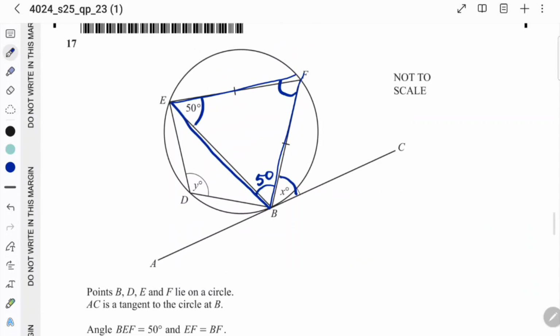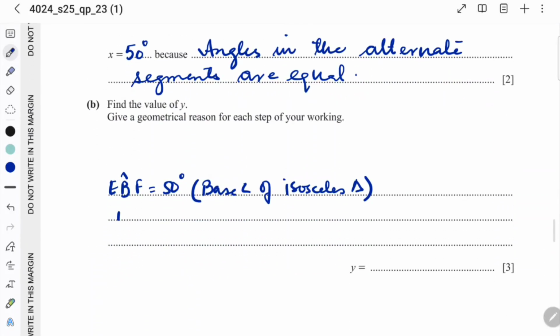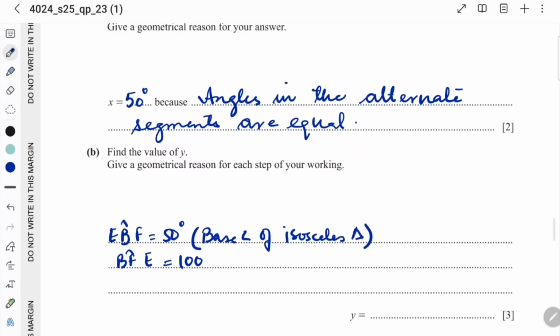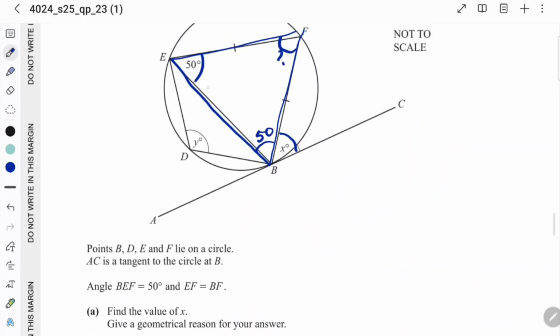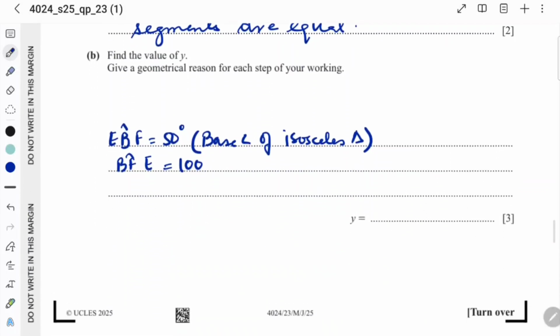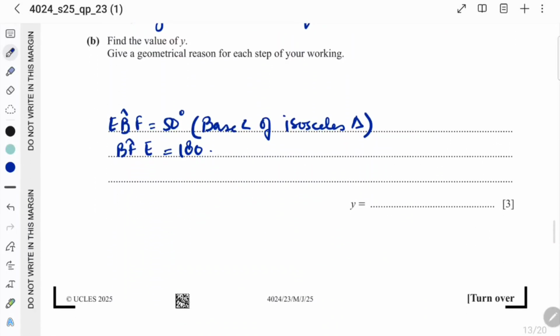Then comes this angle. So 180 minus 100, so BFE is equal to 100. 180 minus 100 degrees because 50 and this angle. Okay, so that is 180 minus 100 degrees, which equals 80 degrees, because the interior angles of a triangle sum up to 180 degrees.